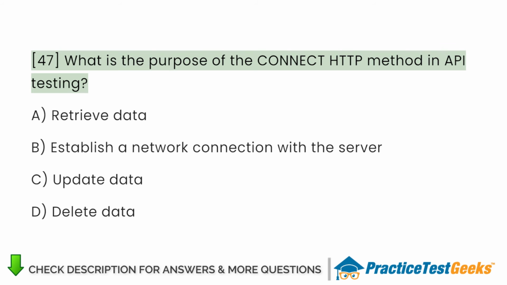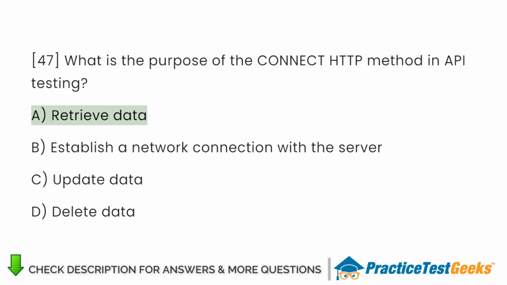What is the purpose of the CONNECT HTTP method in API testing? A. Retrieve data. B. Establish a network connection with the server. C. Update data. D. Delete data.